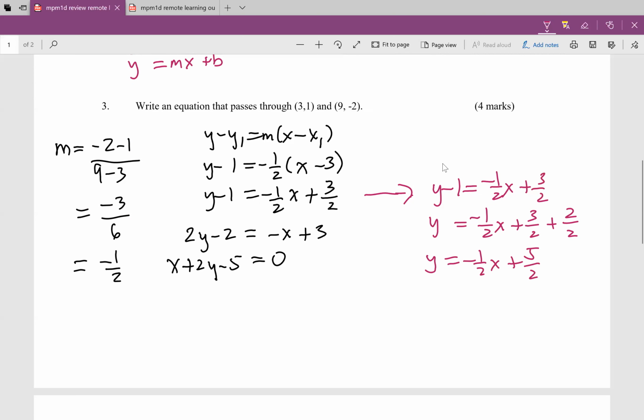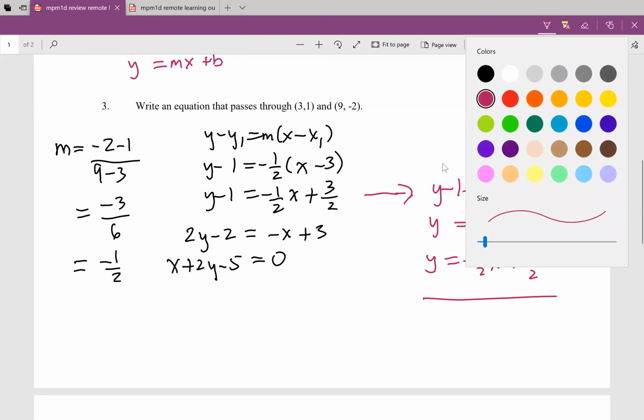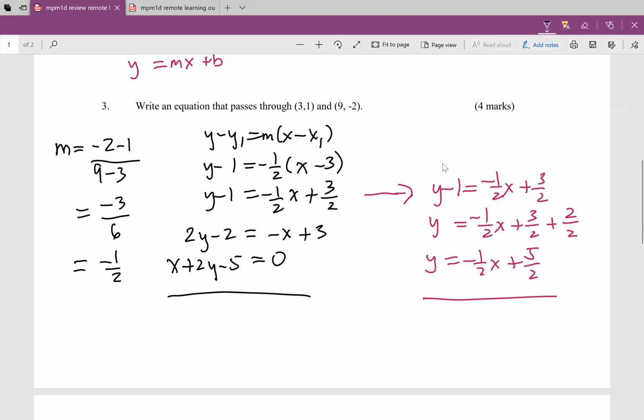So there you have it, ladies and gentlemen. We have 2 equations. One is in y equals mx plus b. The other one is in standard form. Let's move on.